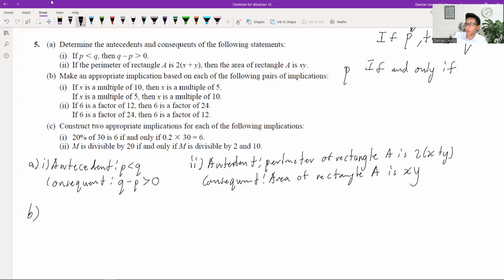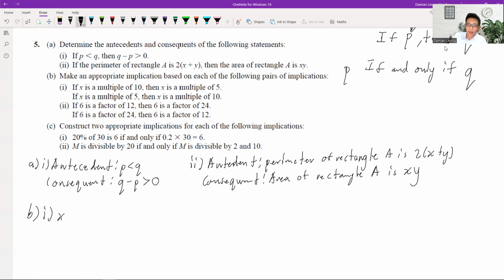So it will be P if and only if Q. Doesn't matter which one comes first, actually. Because if it's if and only if, it works both ways. So part B1, just combine this. If x is a multiple of 10, x is a multiple of 5. If x is a multiple of 5, then x is a multiple of 10.